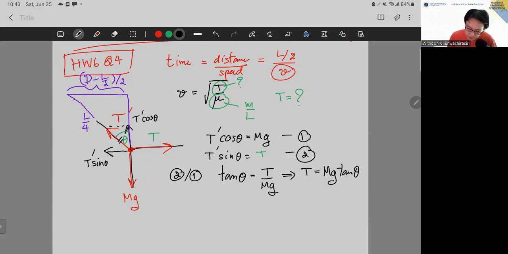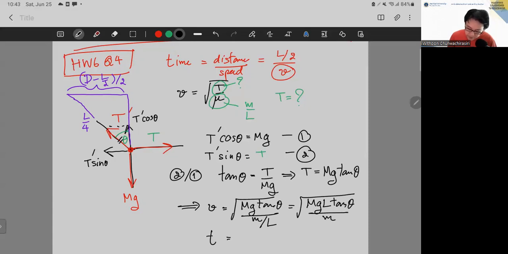So that means you already know what the tension should be. That means your speed is going to be the square root of capital M g tan theta over small m over L. I can flip it up: the square root of capital MgL tan theta over small m. And the time that it takes is going to be just L over 2 divided by V. And you are done.